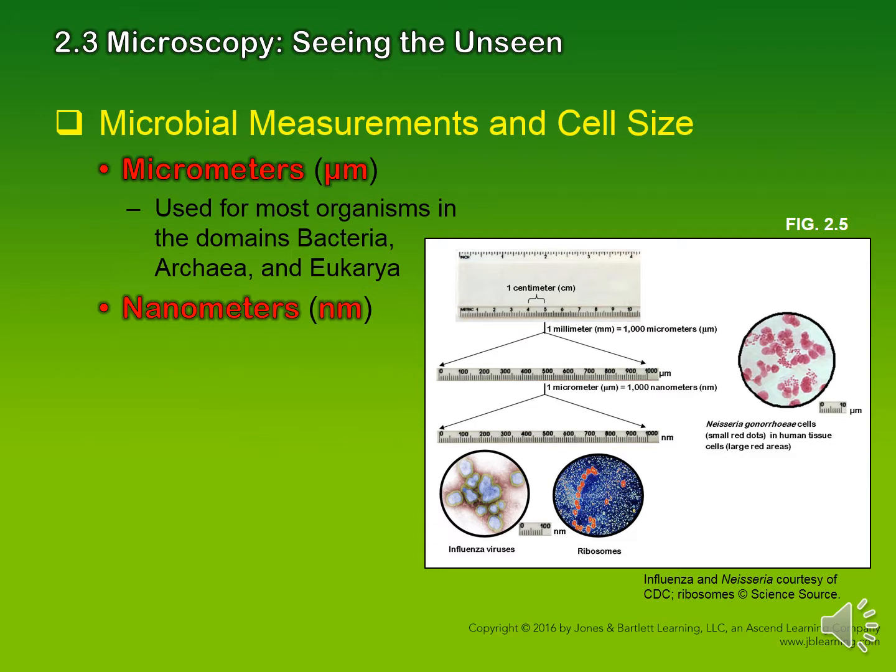Now, when you get to an even smaller structure, then you can use nanometers to look at viruses, and these viruses are too small to be seen with a light microscope. So for a long time, people didn't think there were viruses because they couldn't see them under the available microscopes.